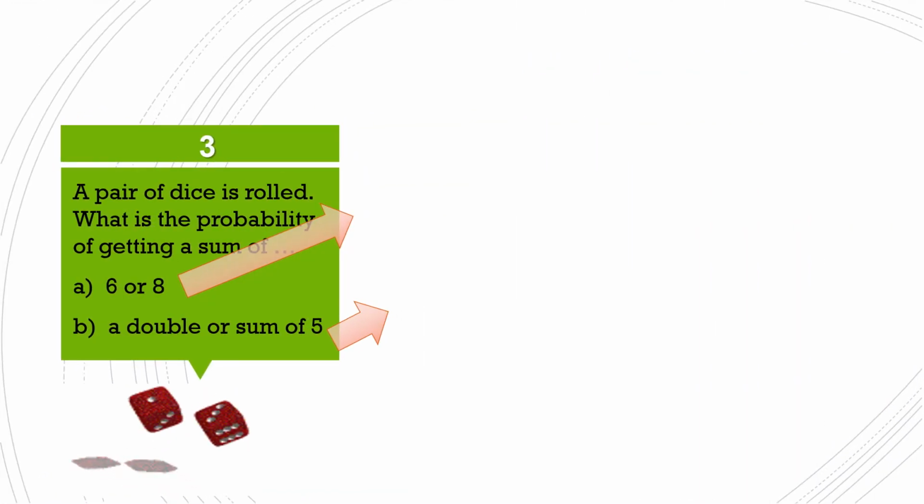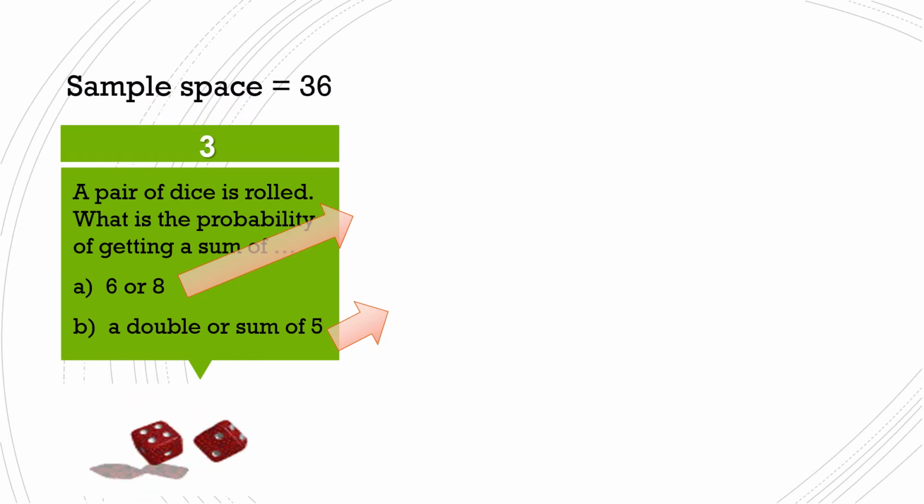Next, example number 3, a pair of dice is rolled. What is the probability of getting a sum of letter A, 6 or 8, letter B, a double or sum of 5? Let us first determine the sample space. The sample space is 36. Why 36? Because one die has 6 faces, and you have to roll 2 dice, so that's 6 squared, and 6 times 6 is 36. Therefore, 36 is the sample space.